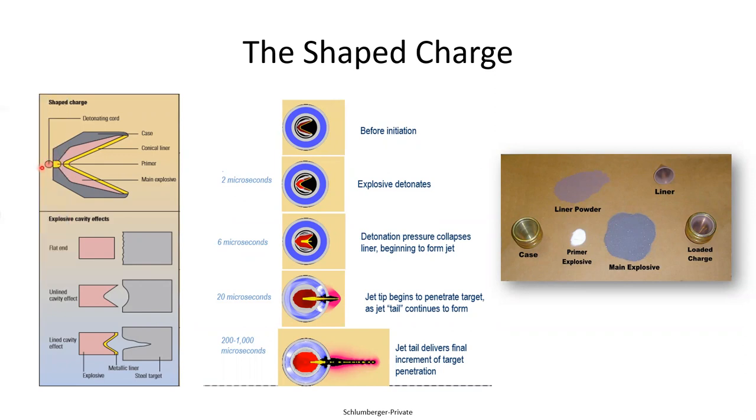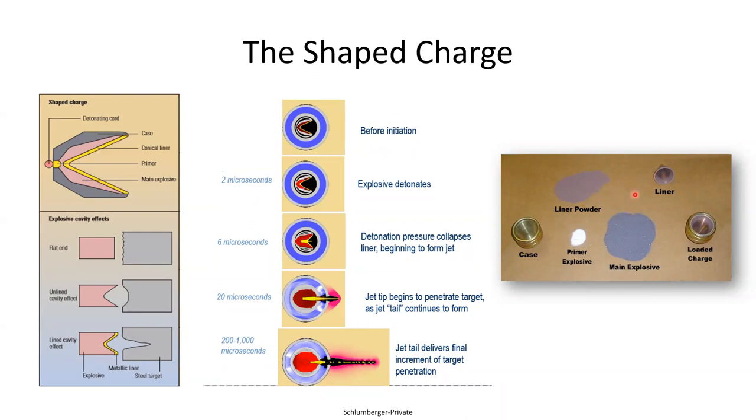So here I am highlighting the detonating cord. We have as well the case. The case is basically what contains the explosive in the shaped charge. We have here the main explosive that will also be a secondary explosive. You can see that it's in contact with something called a primer. This is also explosive, but this is a primary explosive. And then we have the most important part of the shaped charge. This is what we call the conical liner.